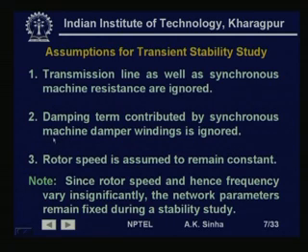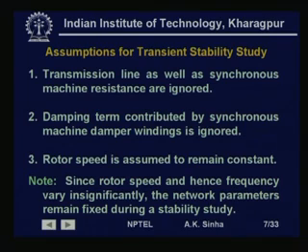Though in actual practice we know the speed will vary, it will be a little more or a little less depending on the acceleration or deceleration of the rotor. But for the time period over which we study the stability of the system for large disturbances, this change in speed is very, very small and can be ignored. Normally the time period of study for this transient stability study is between 3 to 10 seconds. So, within this period the change is not significant and we ignore this change in speed. So, we say rotor speed is remaining constant.